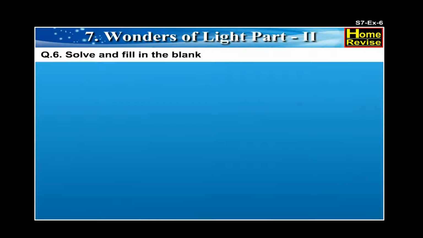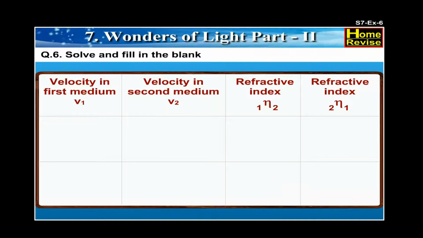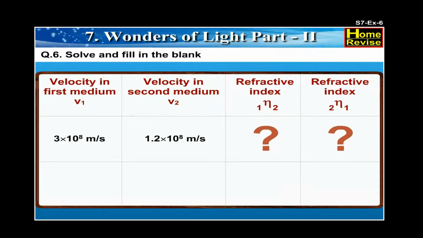Question 6. Solve and fill in the blanks. First, velocity in first medium v1 is 3 into 10 raised to 8 meters per second. Velocity in second medium v2 is 1.2 into 10 raised to 8 meters per second. What is refractive index of 2 with respect to 1, and what is refractive index of 1 with respect to 2? Answer.